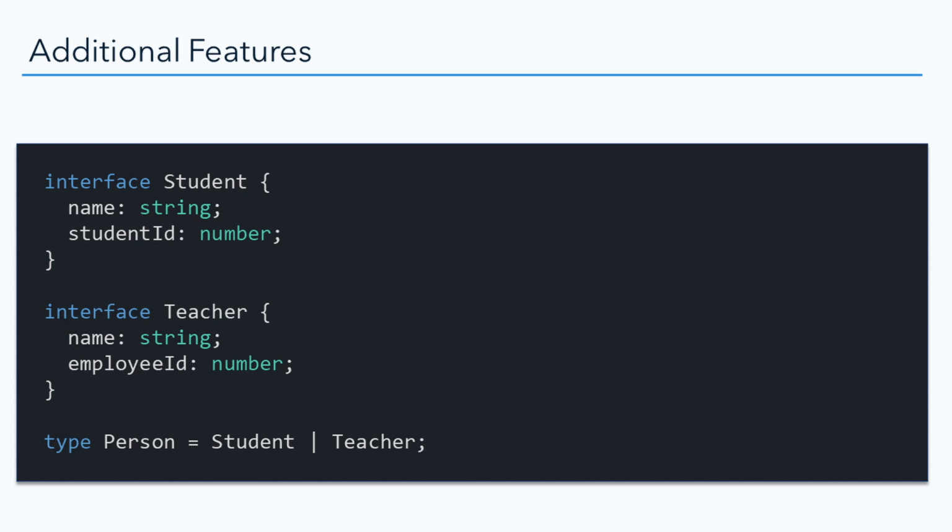Intersection type guards. You can use intersection types to create more complex type guards that combine multiple conditions. For example, suppose you have an interface for a Person that can be either a Student or a Teacher. You can define a type guard that checks if a Person object has a studentId property and use it to narrow the type of a variable or parameter to a Student.